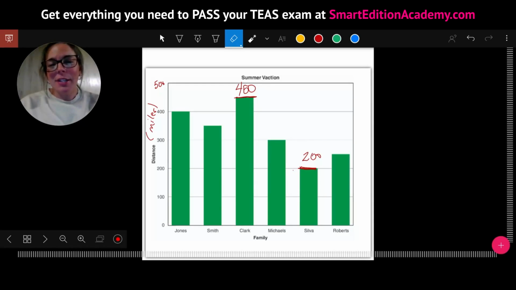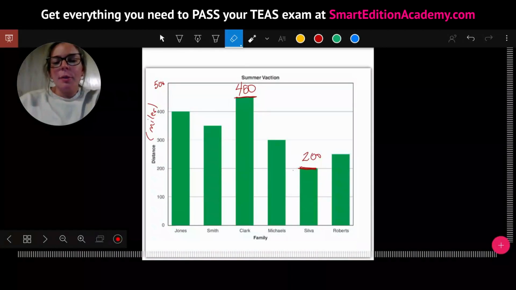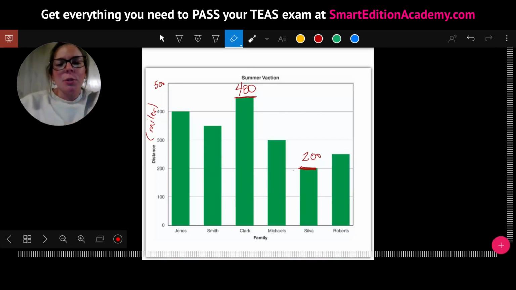What is the difference between the highest and lowest, which would be pretty easy for us now because we have the highest at 450, the lowest at 200. Range is just the difference between the two. We could give more information about the speeds at which they traveled and figure out how long it took them to get to each vacation. Lots of different things that they can ask from simple graphs like this.